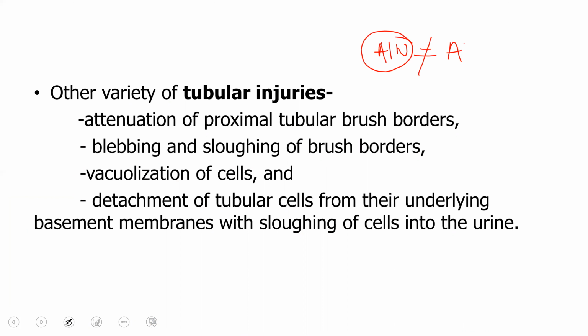Instead, we use acute tubular injury nowadays, because it is not that we'll always see necrosis in the tubular epithelial cell. We can also see a different pattern of injury. So what can be appreciated in the different pattern of injury?